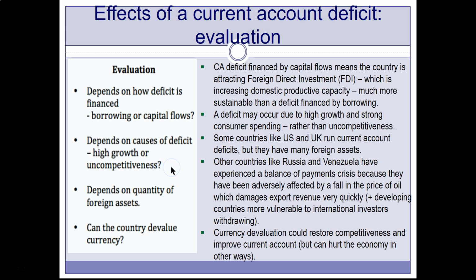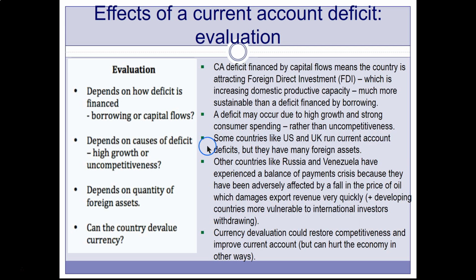Next, the evaluation of a current account deficit also depends on the causes of this deficit. Is it due to high growth, higher aggregate demand, higher consumption levels, or uncompetitiveness? Because it can actually occur due to higher growth and strong consumer spending. So our economy is booming, aggregate demand is strong, production is strong, national income is very high, so consumers increase their consumption levels, their spending, and as a result they buy lots of imports. So strictly speaking, it can be a sign of high standards of living rather than uncompetitiveness. We do still have lots of exports, but our standards of living are so high that we can afford to spend this money on pleasing ourselves.